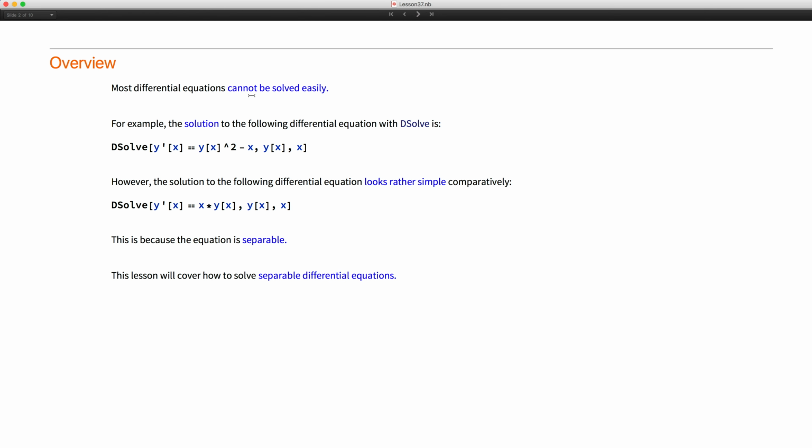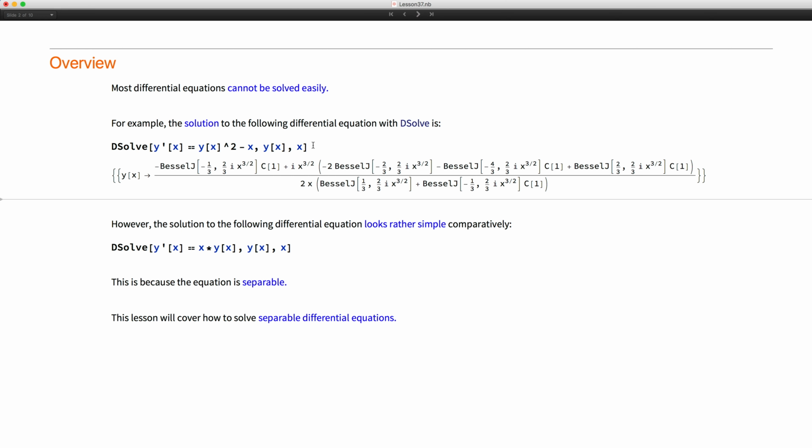So the fact is that most differential equations cannot be solved easily. For example, here's a nonlinear equation. What I mean by that is you've got a y of x the whole square over here, and DSolve can solve the equation, but the solution is rather messy and involves these so-called Bessel functions which occur in the oscillations of drums and elsewhere.